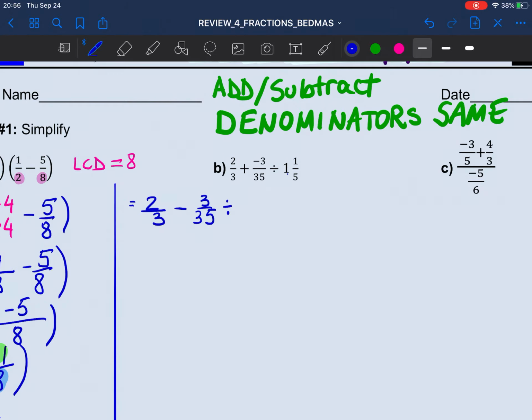And remember how we do this. This way we multiply, this way we add. So 5 times 1, 5, plus 1, 6. And the denominator stays the same.